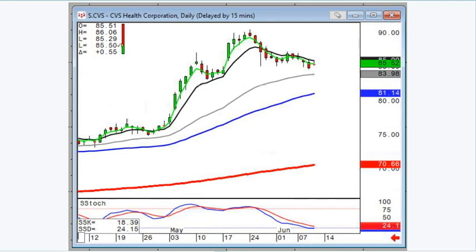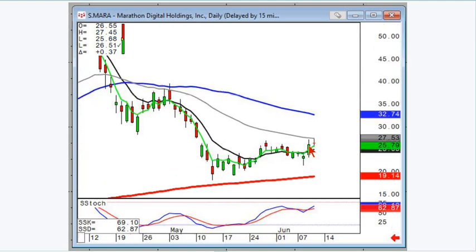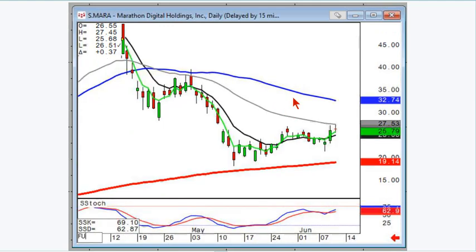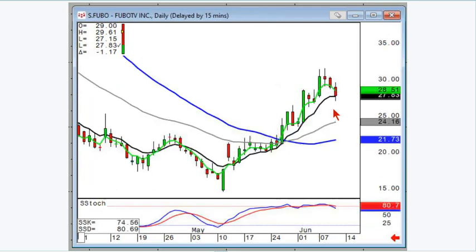I think we did CVS. Stay short, use the T-line as your stop. Mara pretty much looks like Riot. You could be buying this one on positive trading, giving you a doji sandwich kind of J-hook pattern. Fubo, another simple observation. When you saw the doji in the overbought area, if it opened lower and traded lower, that told you they were probably coming back to test the T-line.